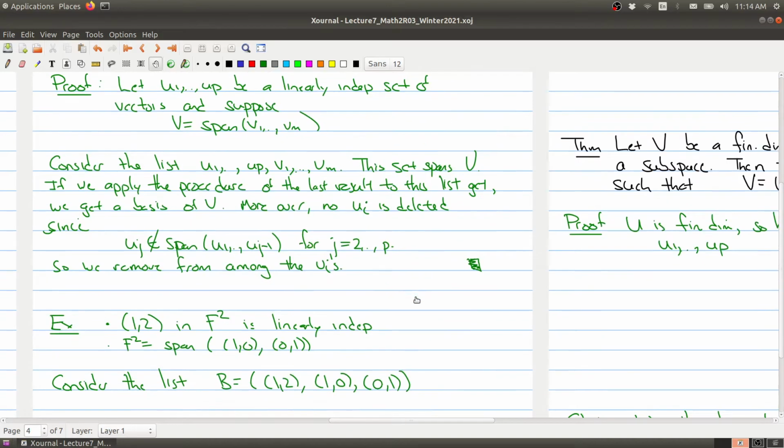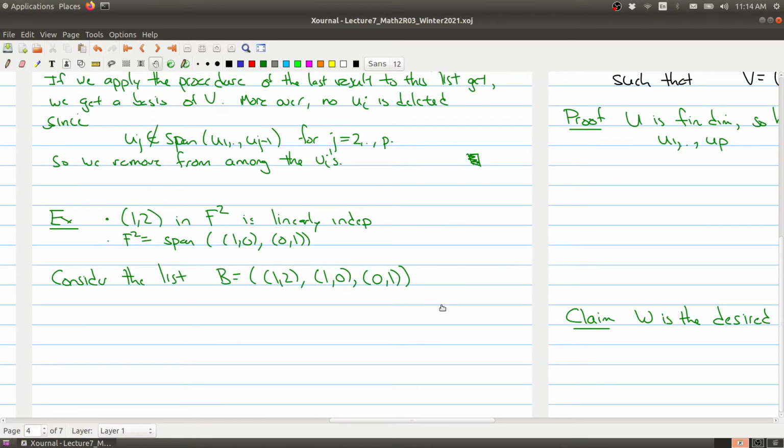Let me give you an example of this in practice. Here we have the vector (1, 2) in F2. It's linearly independent, since it's a single vector. We also know that F2 is spanned by the vectors (1, 0) and (0, 1). So the way the proof works is to consider this list: (1, 2), (1, 0), and (0, 1). Some subset of this has to be a basis for F2. We have a spanning set, and we go back to the previous proof.